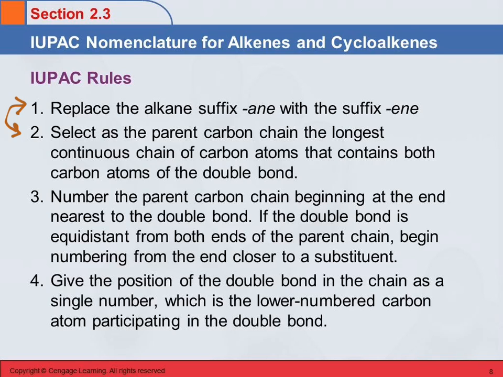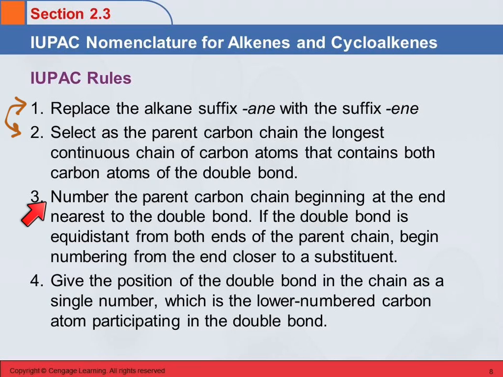You're looking at the parent carbon chain, which is going to be the longest continuous chain, and it has to include the double bond. So all alkenes are going to have at least one double bond. The double bond has to be in the chain. Based on that number of carbons in the chain, then you choose the name. You take the alkane name for something with that many carbons, and you change ANE to ENE. We'll do some examples, but we'll go through the rules first.